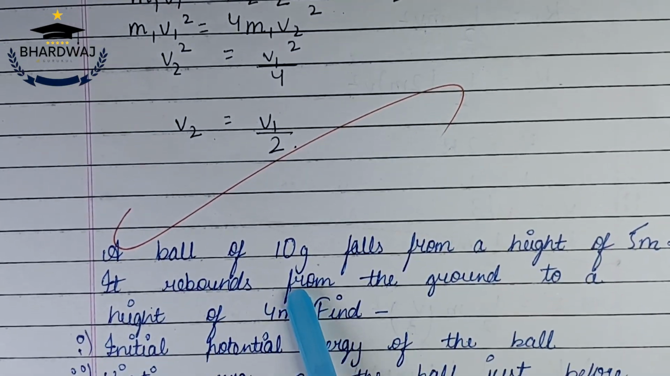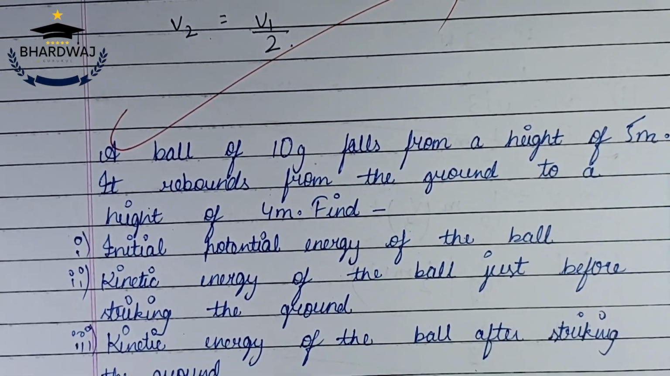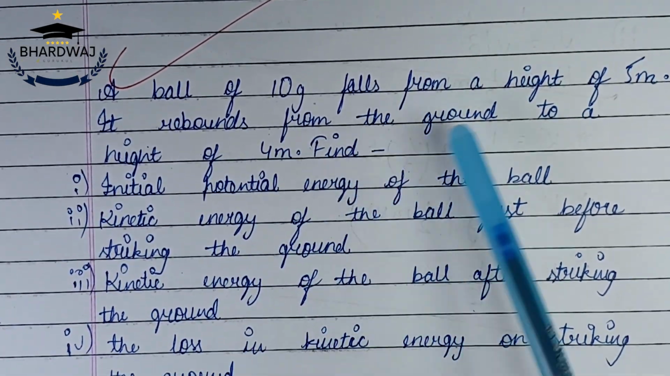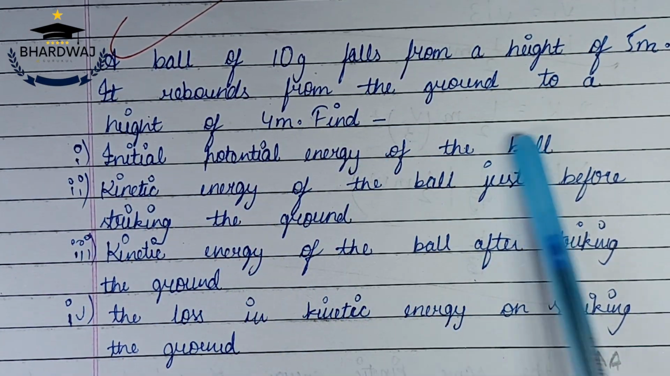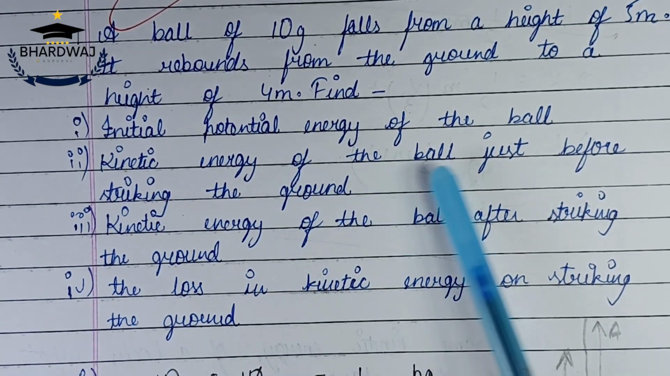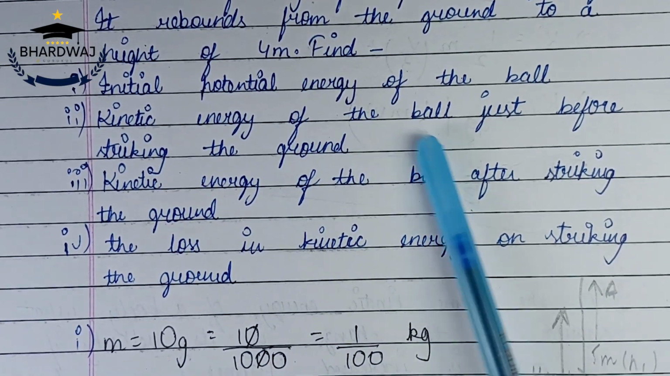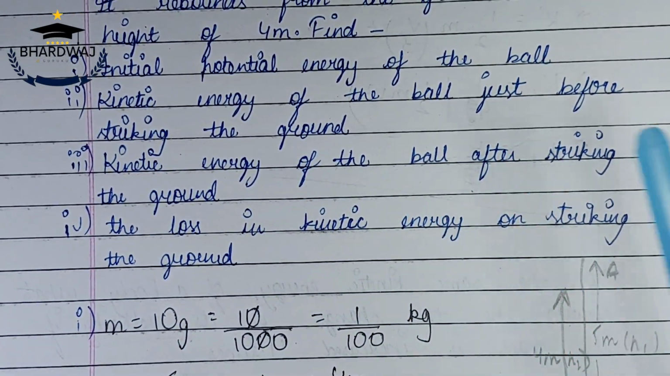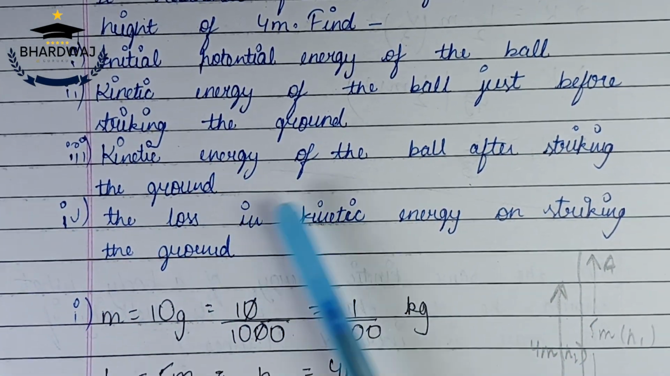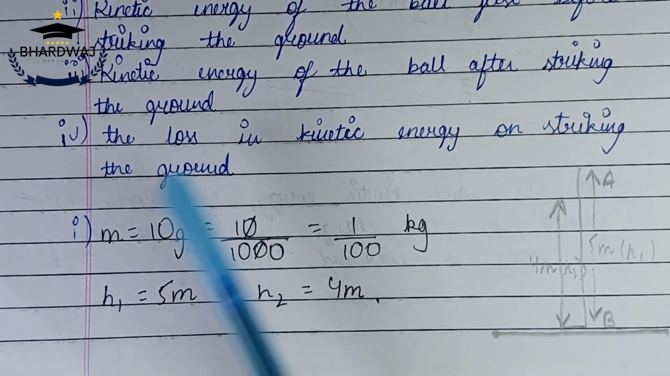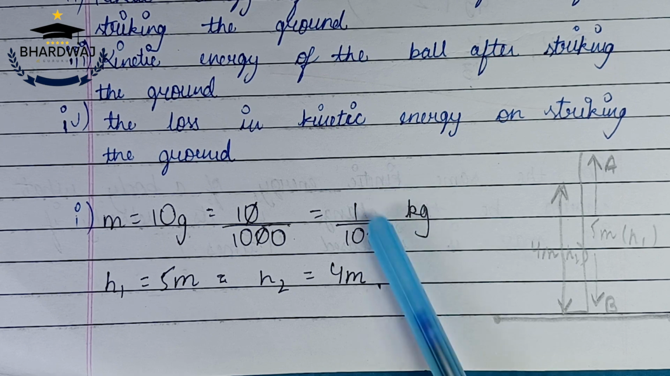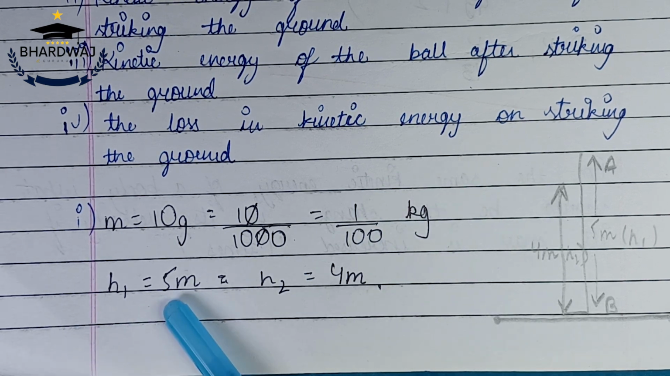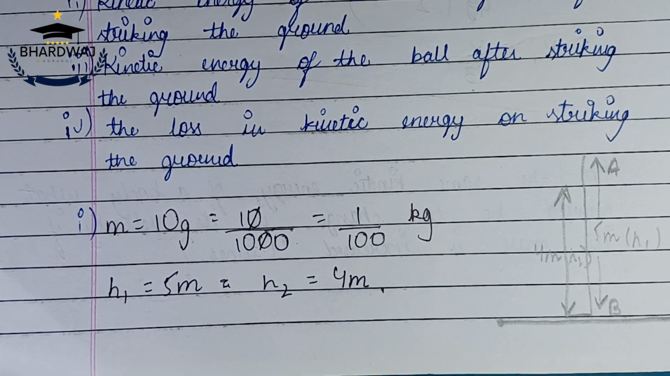A ball of 10 gram falls from a height of 5 meter. It rebounds from the ground to a height of 4 meter. Find initial potential energy of the ball, kinetic energy of the ball just before striking the ground, kinetic energy of the ball after striking the ground, the loss in kinetic energy on striking the ground. So first part, mass is given as 10 gram, which is equal to 1 by 100 kg. Height 1 is 5 meter and height 2 is 4 meter.